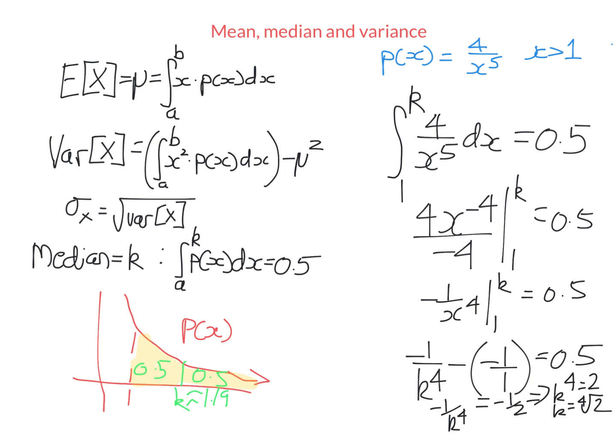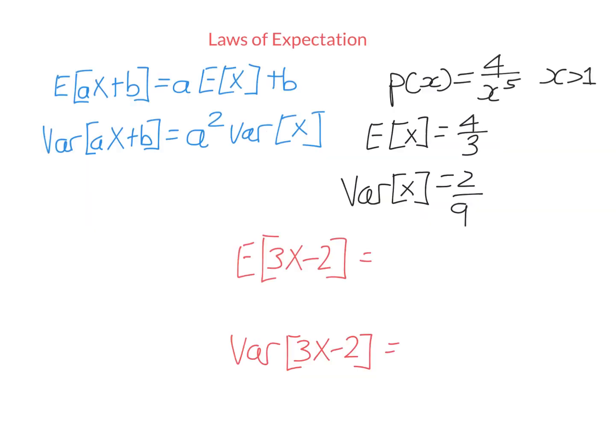All right, let's now look at laws of expectation and variance. So these are the laws for expectation and variance. Now on the previous slide, we found that the PDF of this function gives us an expected value of 4/3 and 2/9. How would we calculate the expected value of 3x minus 2? Well, expected values are easy. If we're going to multiply the random variable by 3 and then subtract 2, all we do to its expected value is times it by 3 and then subtract 2, and you get 2.